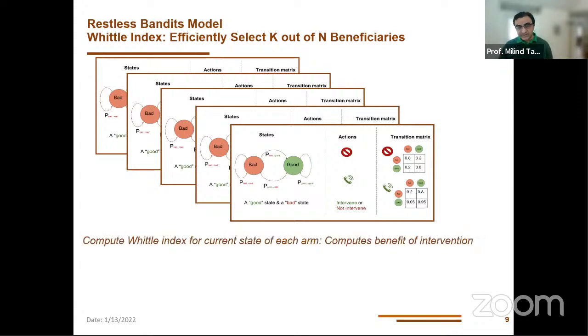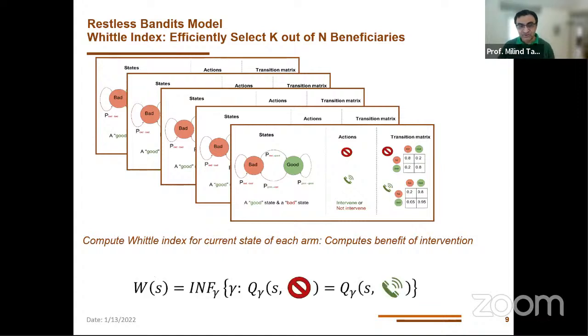So the way it gets solved traditionally is to compute a Whittle index for the current state of each arm. Essentially, the Whittle index gives you the benefit of intervention. Technically, what it's trying to do is to compute the minimum subsidy that can be given in a passive state such that the benefit of not intervening is equal to the benefit of intervening.